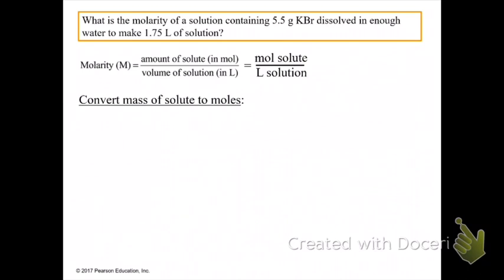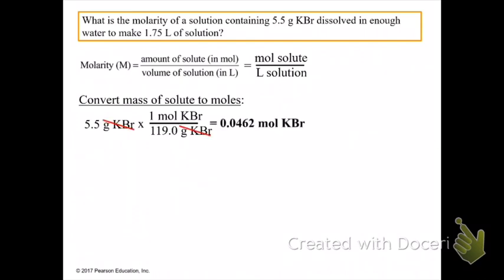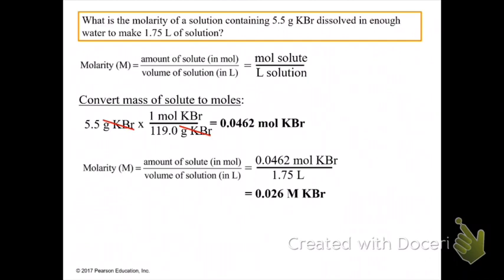The first step is converting mass of the solute from grams to moles using the molar mass of KBr. We have 5.5 grams of KBr. Converting this to moles using the molar mass of the compound, grams cancel, and you're left with the moles of KBr, so 0.0462 moles. Then you divide by the volume of the solution, which is 1.75 liters. So 0.0462 divided by 1.75 gives us 0.026 molar KBr solution.